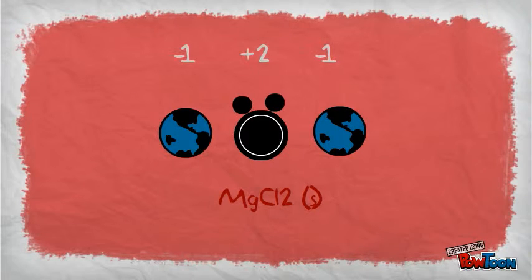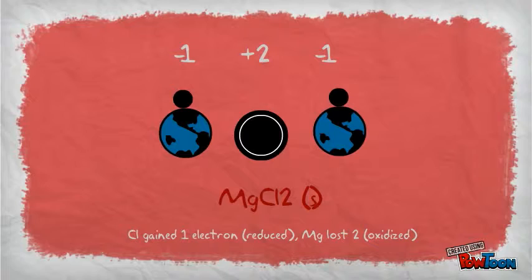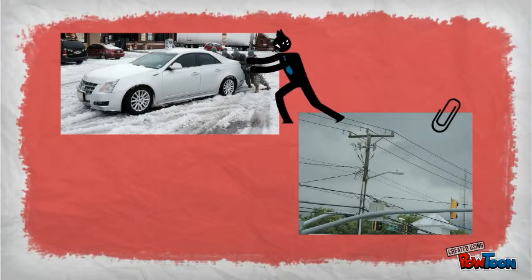Each chlorine in the product has an oxidation state of 1-, but as a group, the chlorines together hold a 2- charge. Magnesium chloride is commonly used to de-ice roadways and also is a good electrical conductor.